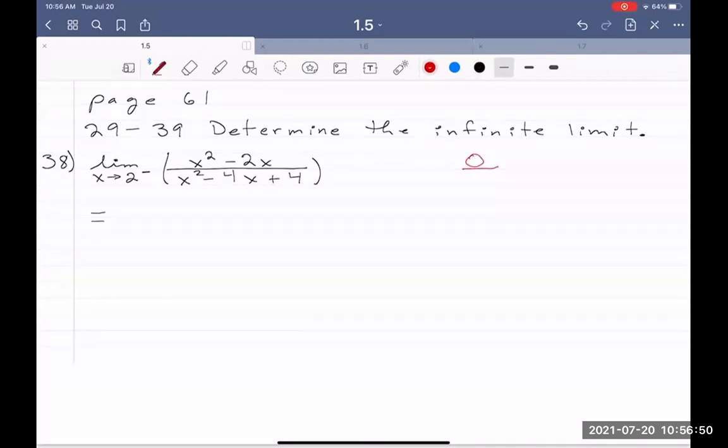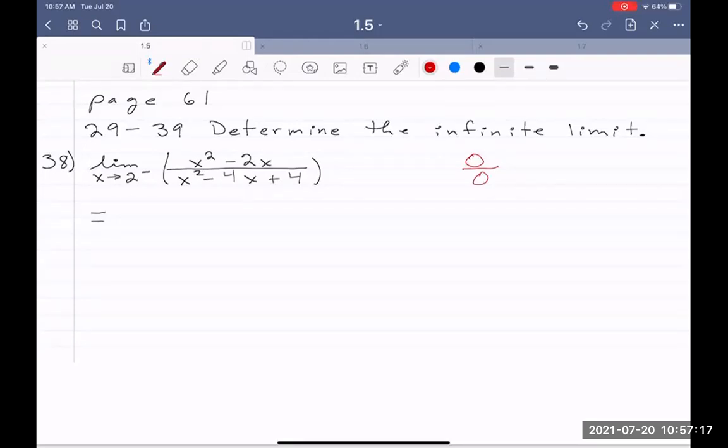Okay, let's plug in 2 in the denominator. So I get 2 squared, which is 4, minus 4 times 2, that's 8. So 4 minus 8 is negative 4, plus 4 is 0 again. So I get something approaching 0 divided by something approaching 0. If I plugged in 2, I get 0 divided by 0.